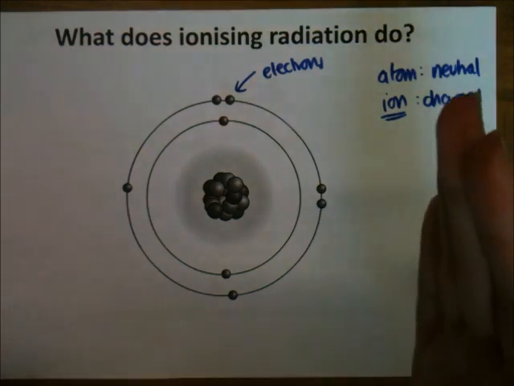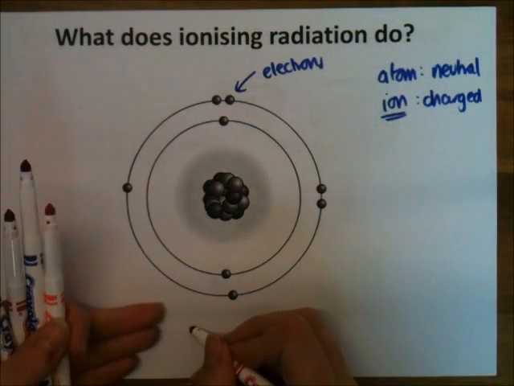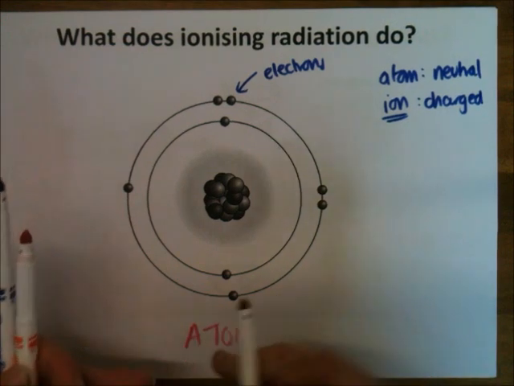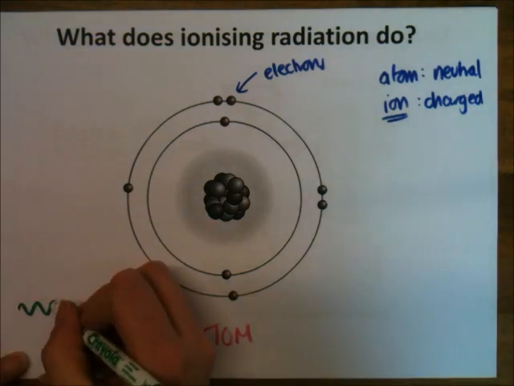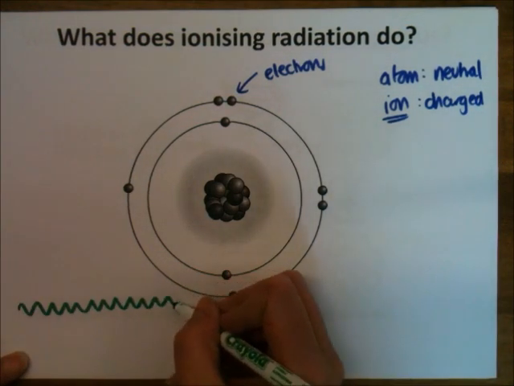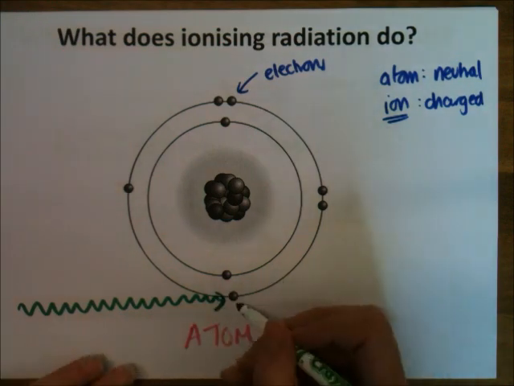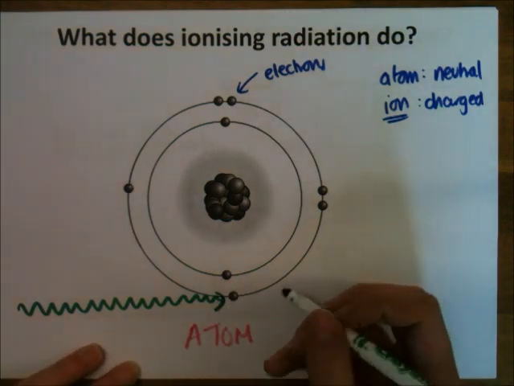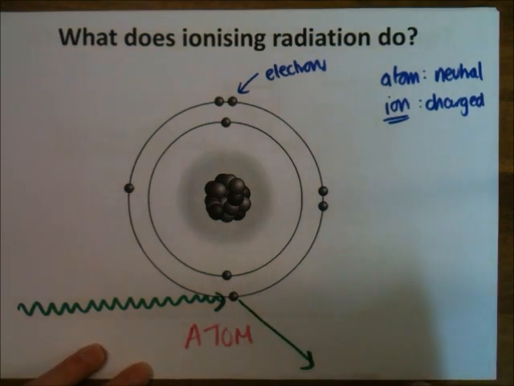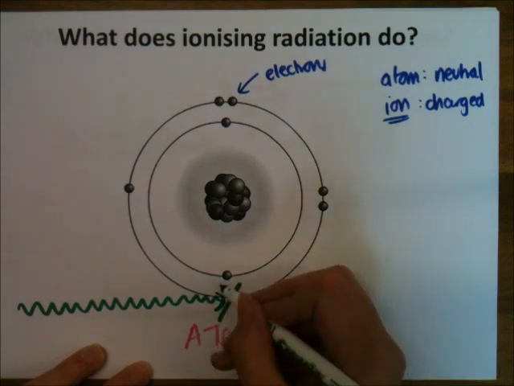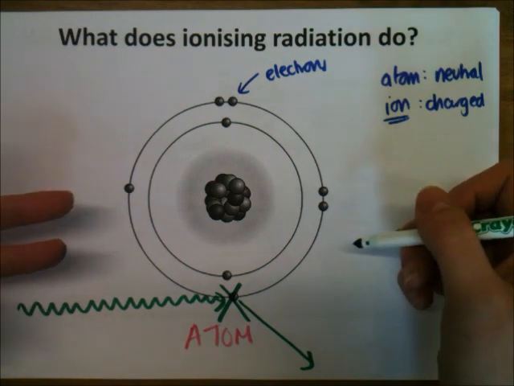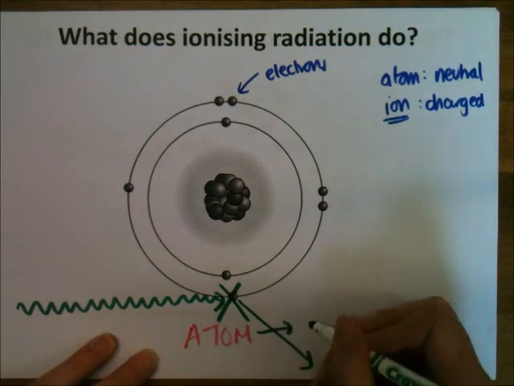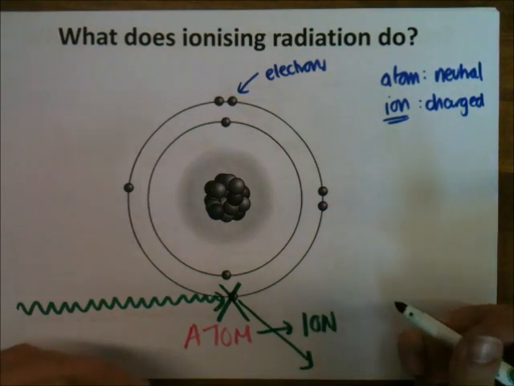Now, if I think about my normal atom, this is an atom for now. If I then imagine some radiation coming along, say a photon, moving along, and it hits this electron. If it has enough energy, it can knock that electron out of the atom. Now, once that electron's out of the atom, there are now more protons than electrons in the atom. So the atom has become an ion because it's now charged.